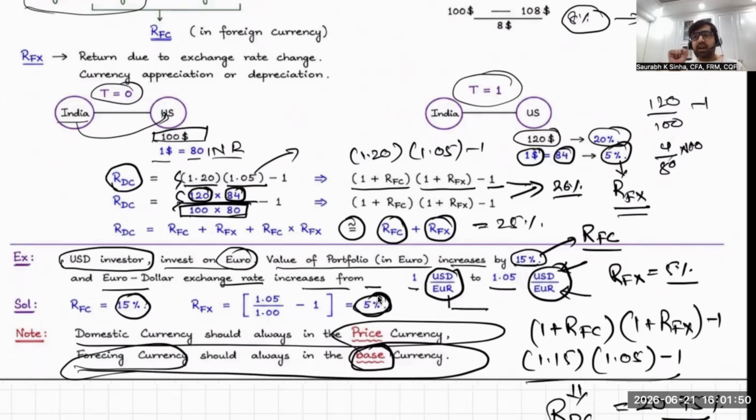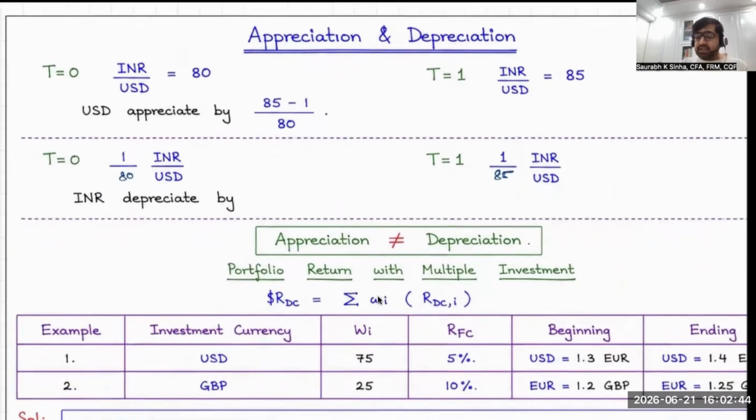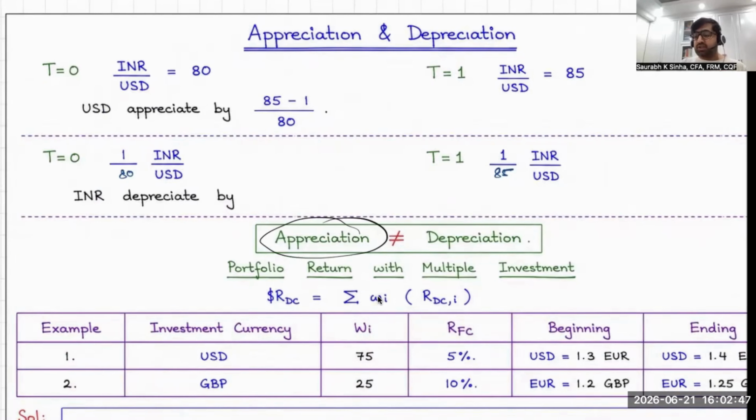Okay. What I'm trying to highlight now, the nuance, is that the appreciation in one currency, which is 5% currently, is not equal to depreciation in the other currency. No, never. So if you are saying that in this example, euro has appreciated by 5%, that's fine, that's correct. But if you're saying USD has depreciated by 5%, that is incorrect. And for that, I'll try to help you understand that appreciation is not equal to depreciation. You can only use this RDC formula if the foreign currency is in the base currency.